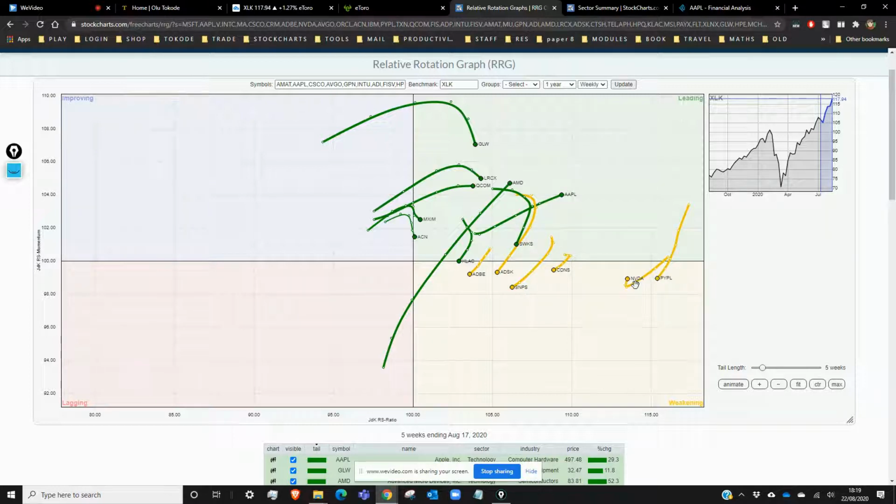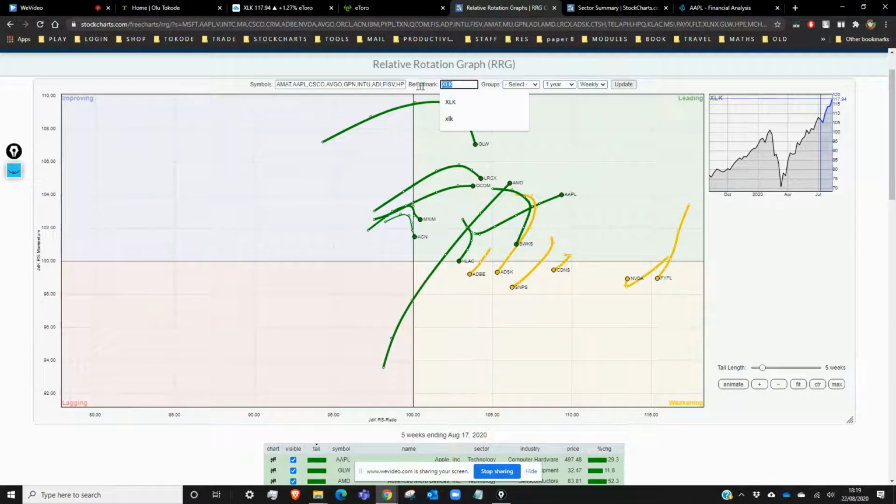PayPal, Nvidia, Apple. So I'll take all of these out. Their relative strengths are not high enough, and their momentum is beginning to decrease. Now this is the relative strength using the sector as a benchmark.